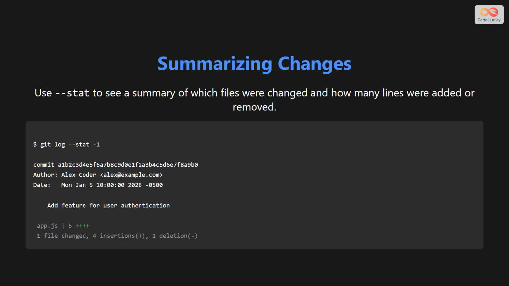A great way to get a summary of changes is with the --stat command. Instead of showing the full code changes, it provides statistics on which files were modified, along with how many lines were inserted and deleted in each file. It's a high-level view of a commit's impact.